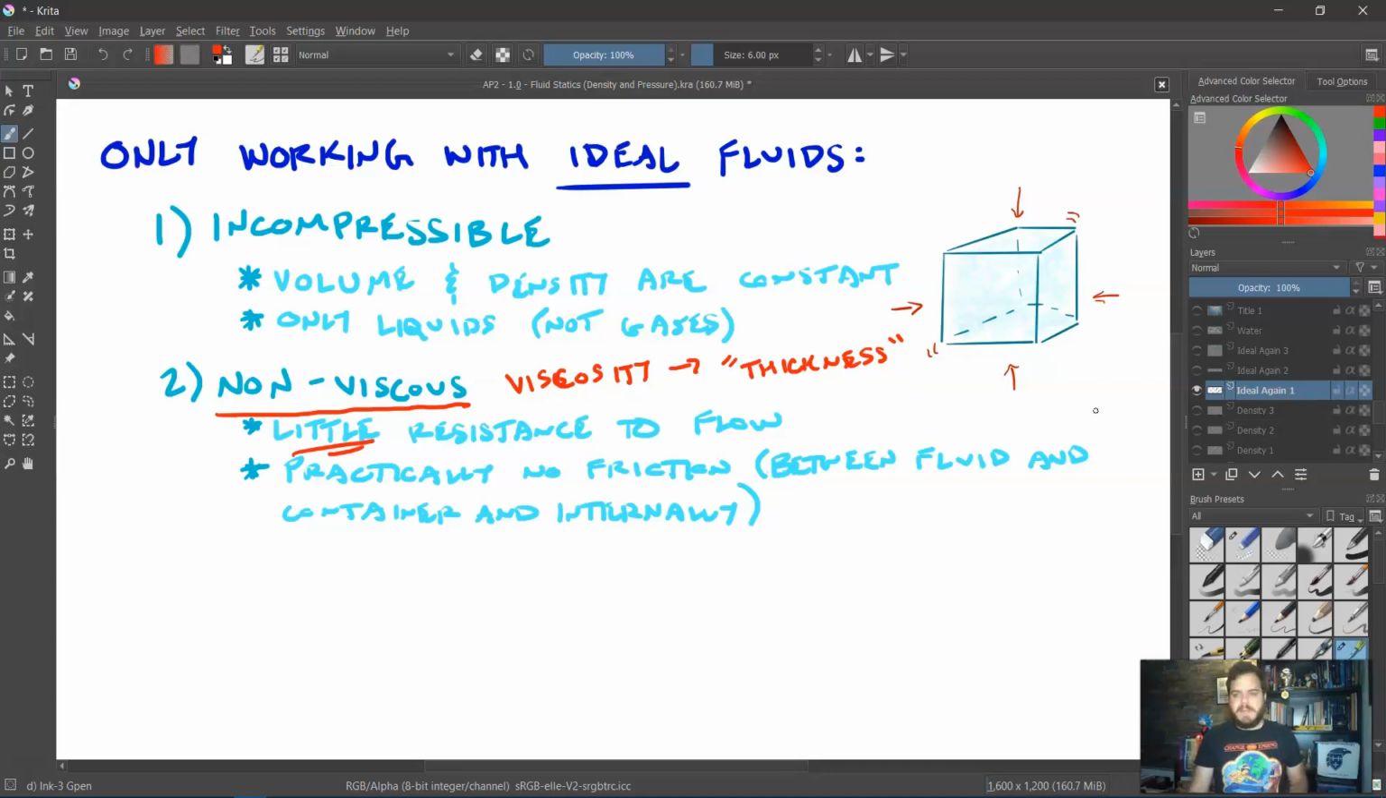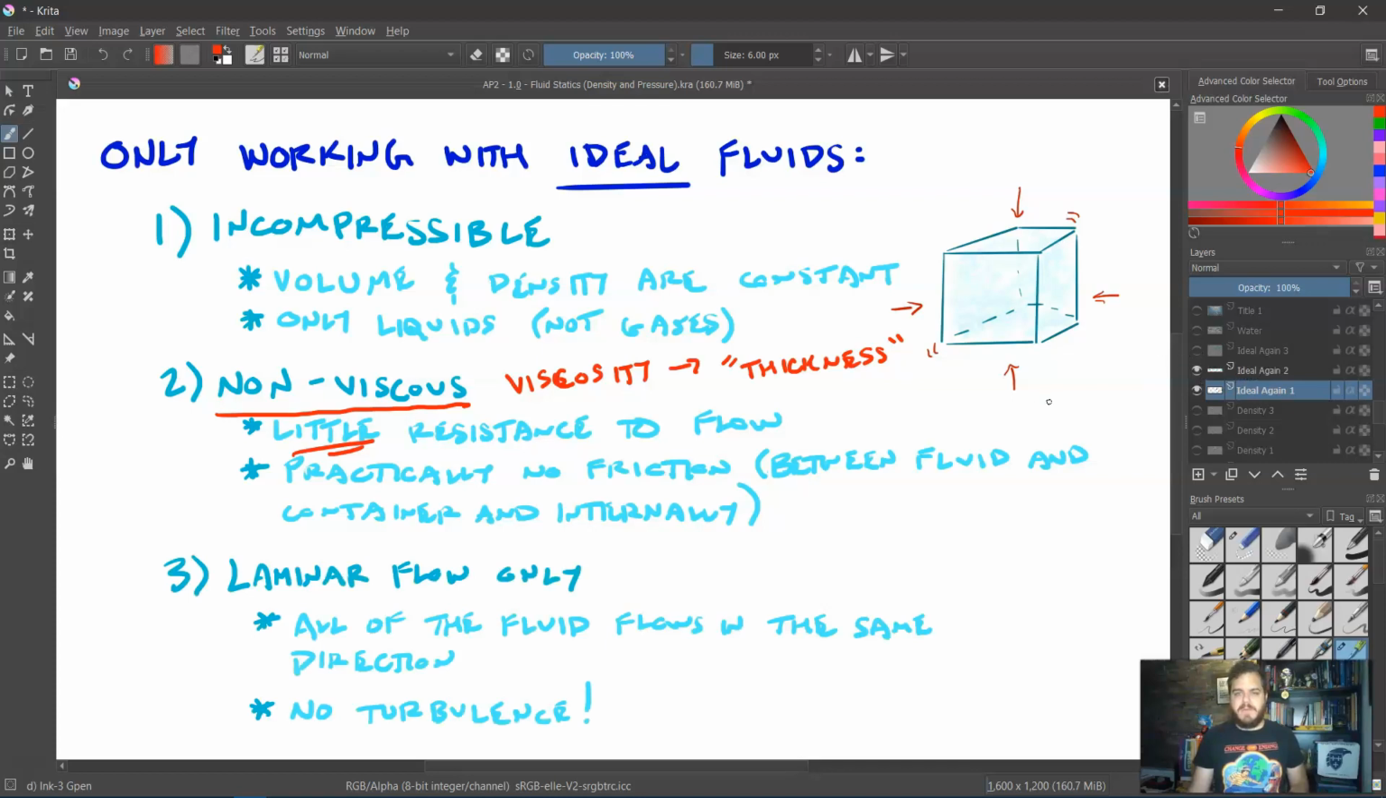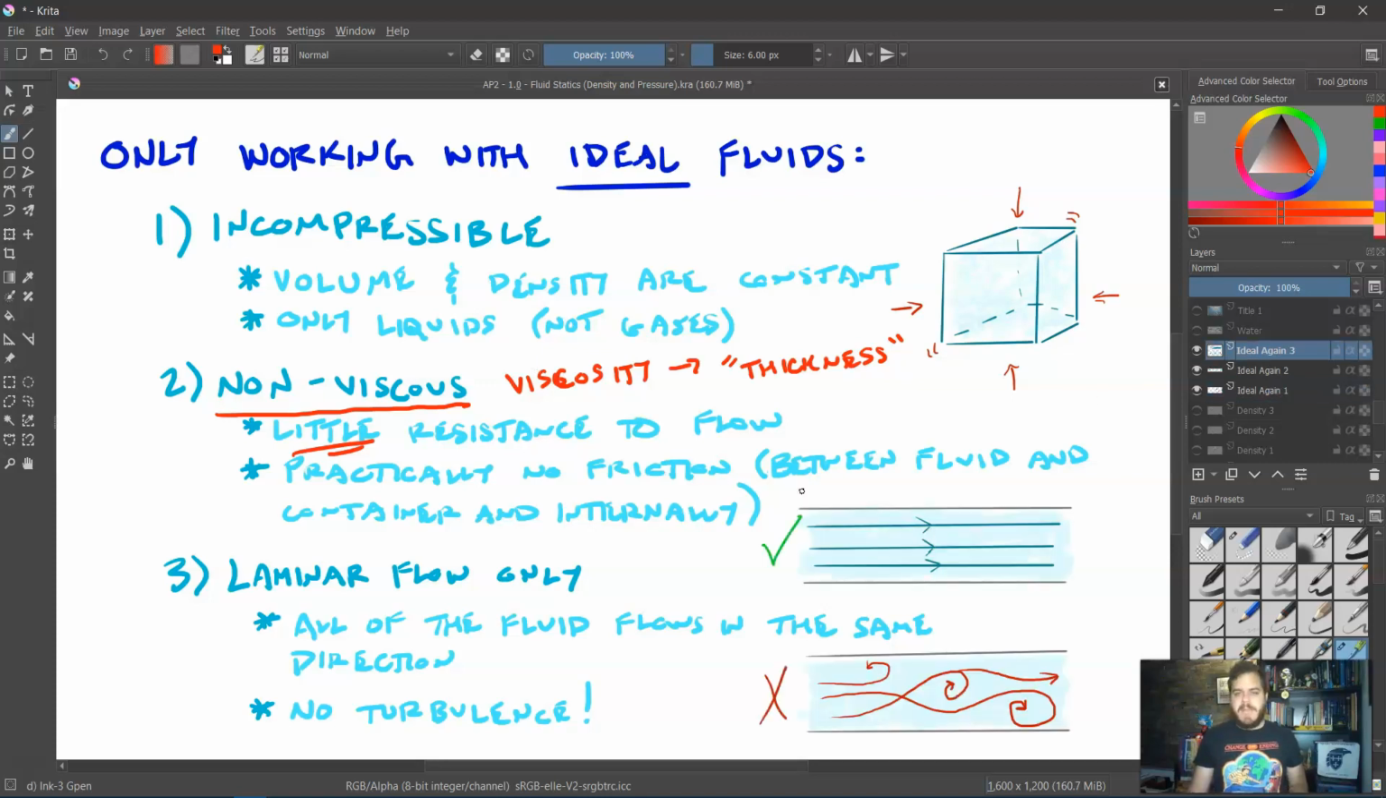or really even between the molecules in the fluid. And lastly, the last property we have for ideal fluids, and this is really not going to come up in the first couple of lessons because we're going to be dealing not with this situation, is that ideal fluids only have laminar flow, meaning that all of the fluid is moving in the same direction at the same time. For instance, in laminar flow, if you had a pipe here, all of the water in this pipe would be moving in the same direction all together at the same speed.